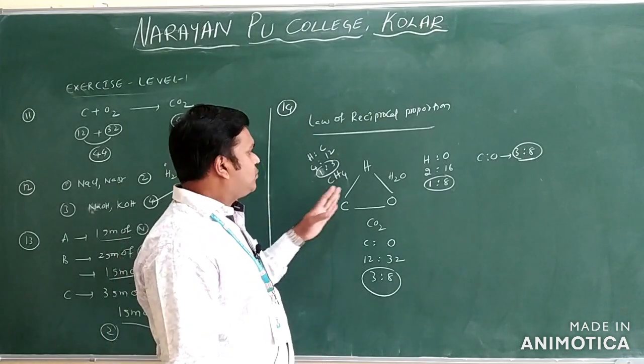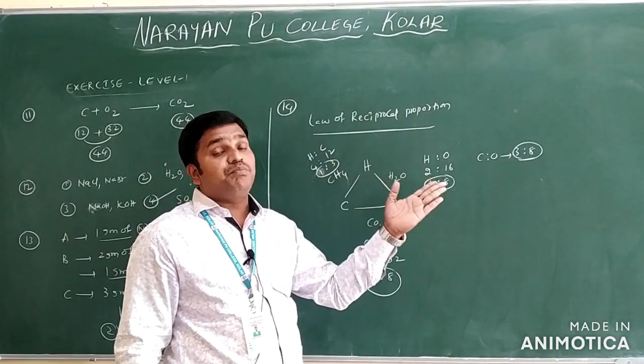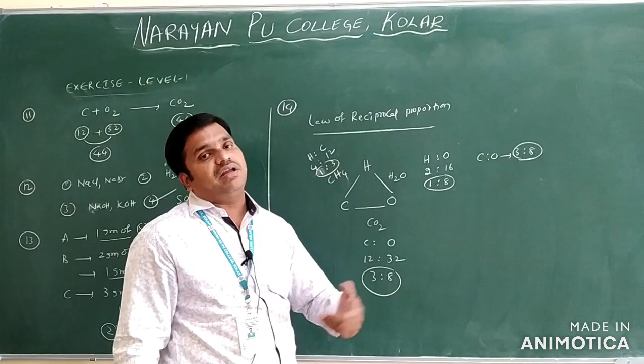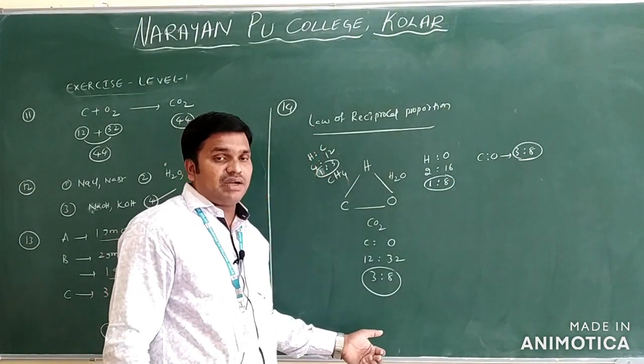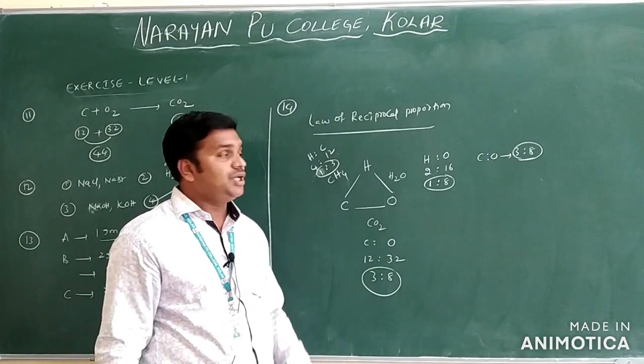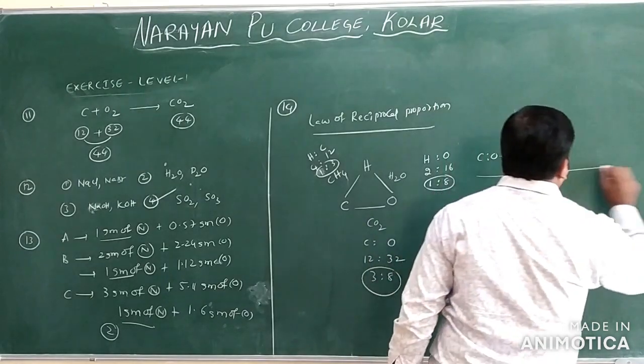If two different elements combine with the same element, they will do so in a simple ratio with the third element only. So what ratio did you get here? 3:8. In what ratio will carbon and oxygen combine here? This is a 3:8 ratio only. So this is about the law of reciprocal proportion only.